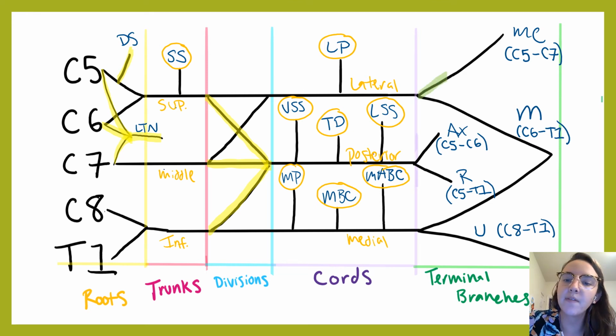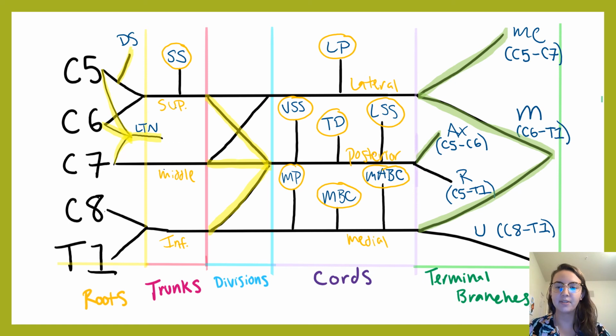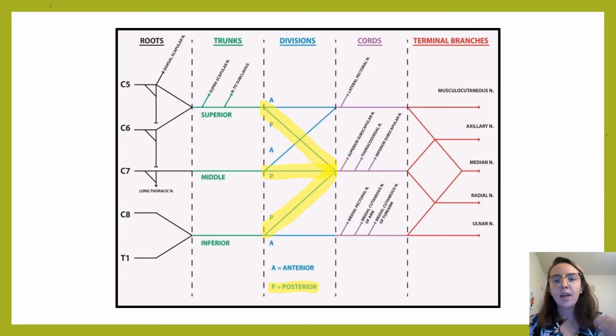So first we have the musculocutaneous, which comes from the roots C5 through C7. Then we have the median, which comes from C5 through T1. Then axillary, coming from C5 through C6. Radial, coming from C5 through T1. And the ulnar, coming from C8 through T1. And here's a fully labeled diagram that you can feel free to pause and take a look at.